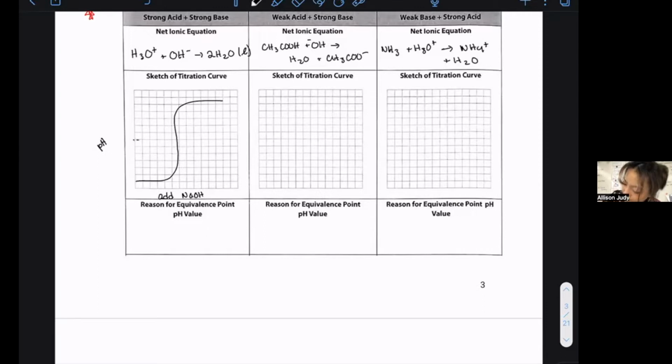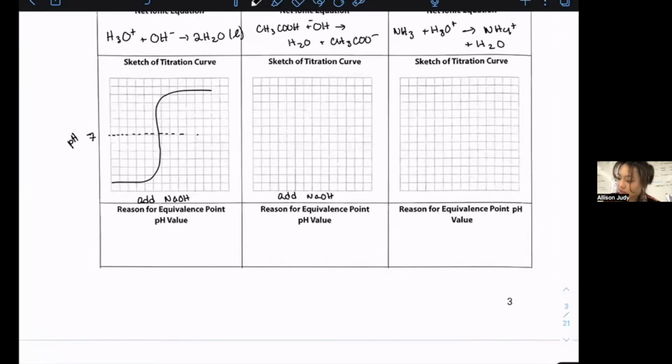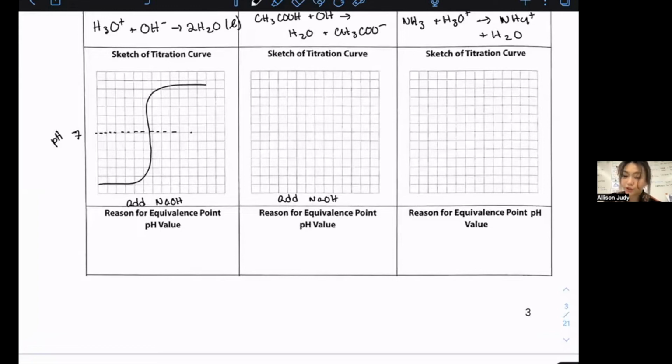And we know that at equivalence, pH would be equal to 7. Now, when you compare this to a weak acid being titrated by a strong base, so again I might say add NaOH, your curve starts a little higher because it's a weak acid. So it's not going to have such strong hydrogen proton production. That means your pH is going to be higher because it's not producing as many hydrogen ions, so we're going to shift it up a little bit.